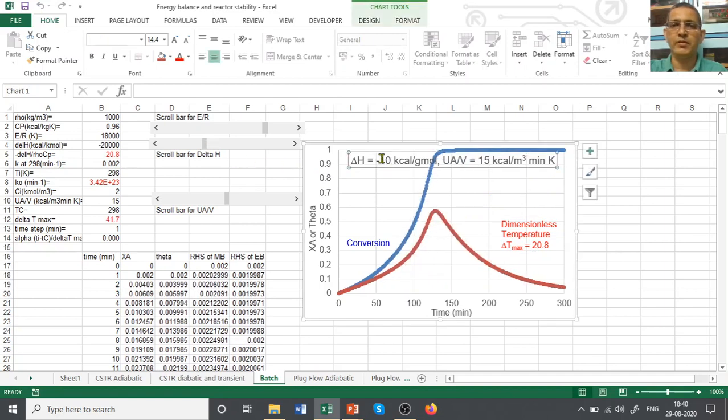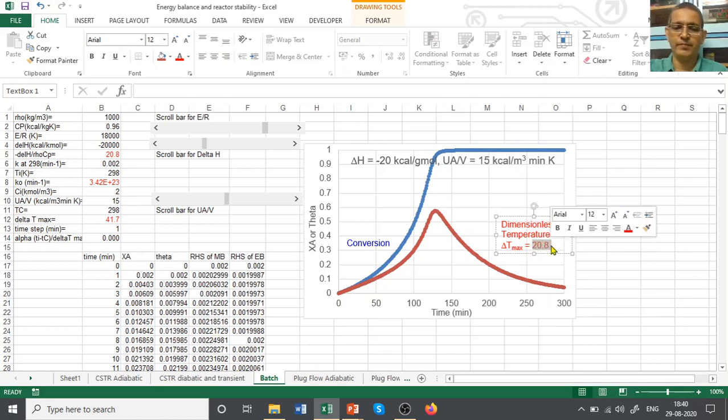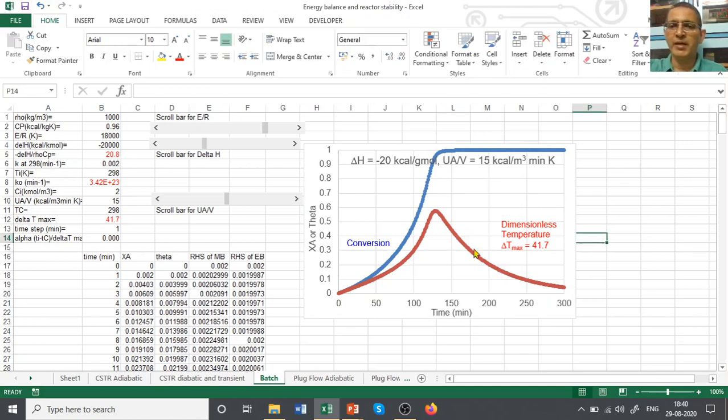So minus 20,000 kilocalories per kilomole or minus 20 kilocalories per gram mole. UA by V is 15 here. Peak temperature rise now is 41.7. So peak temperature is now 50%, 60% of 41.7, means it is increasing by 20 degrees centigrade.